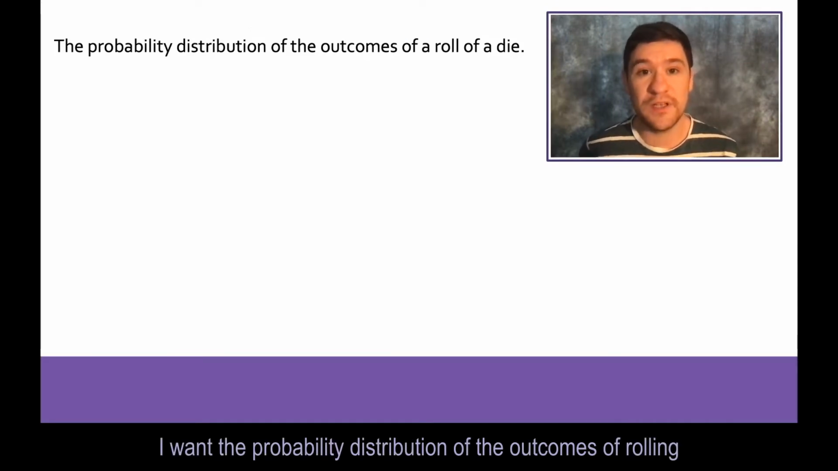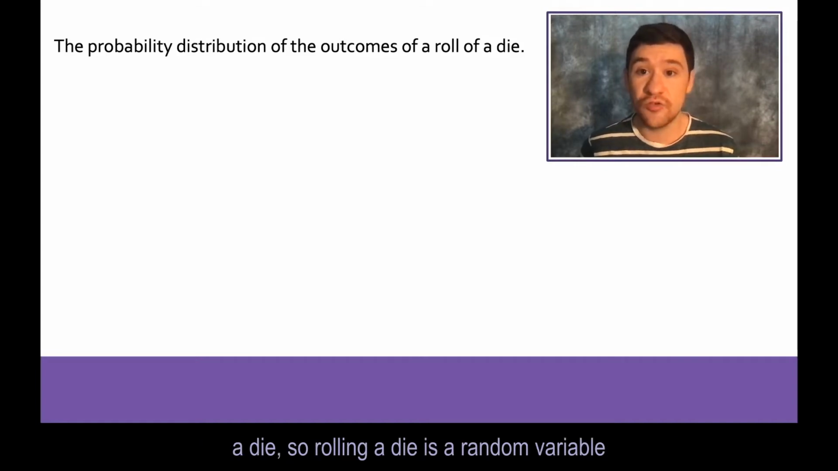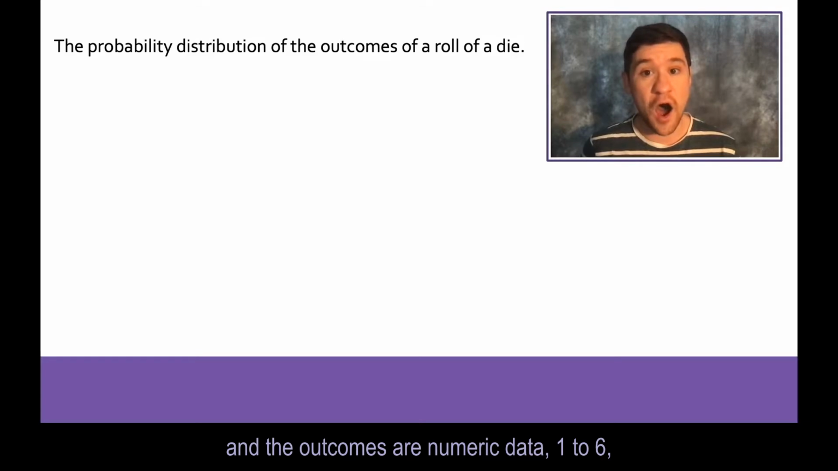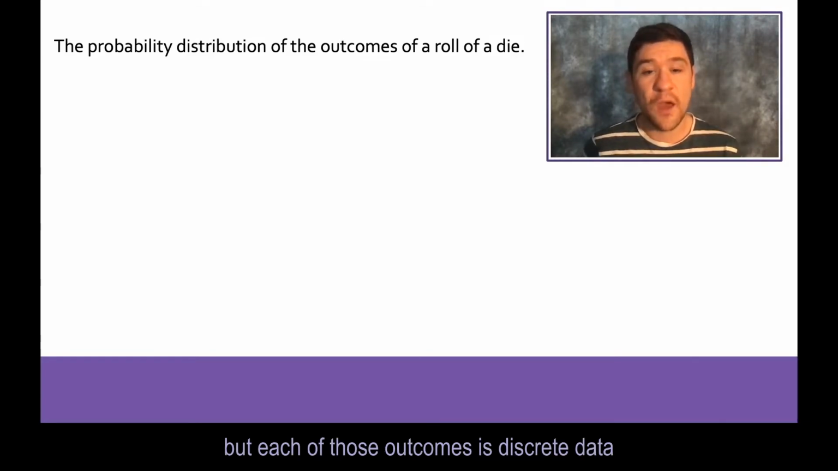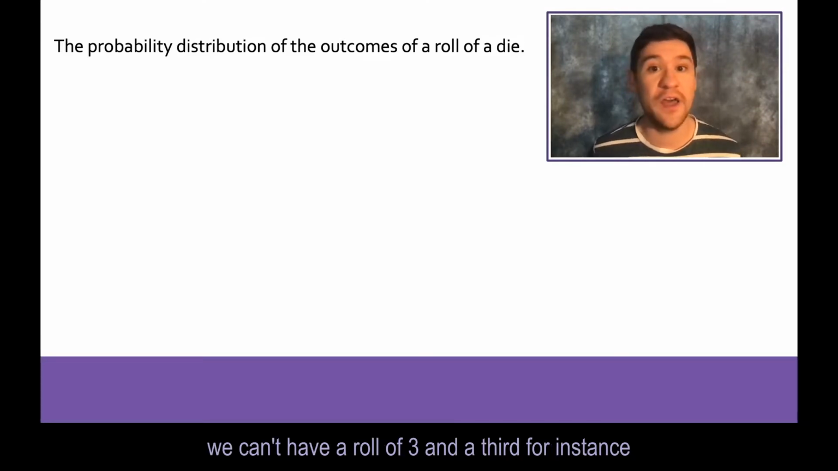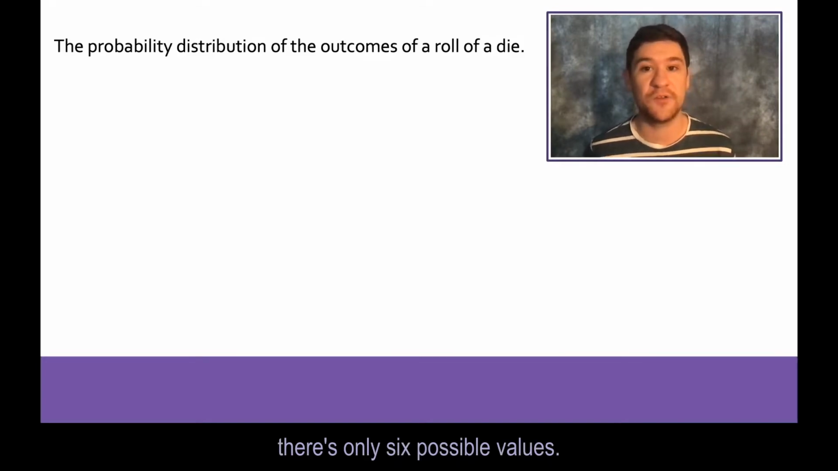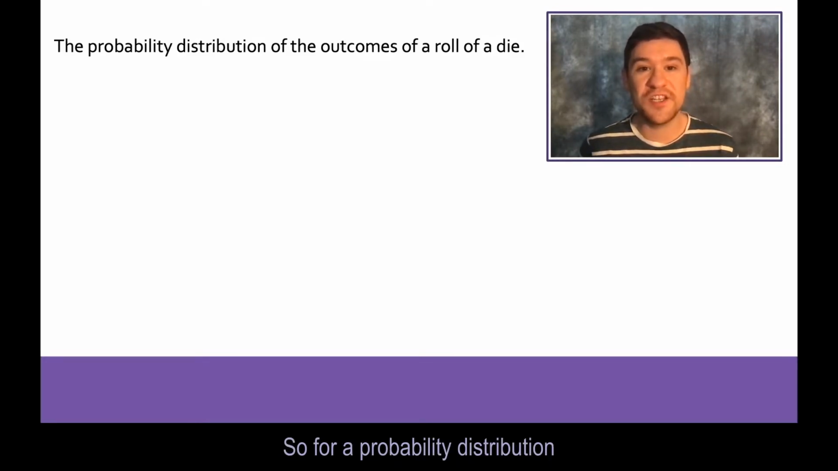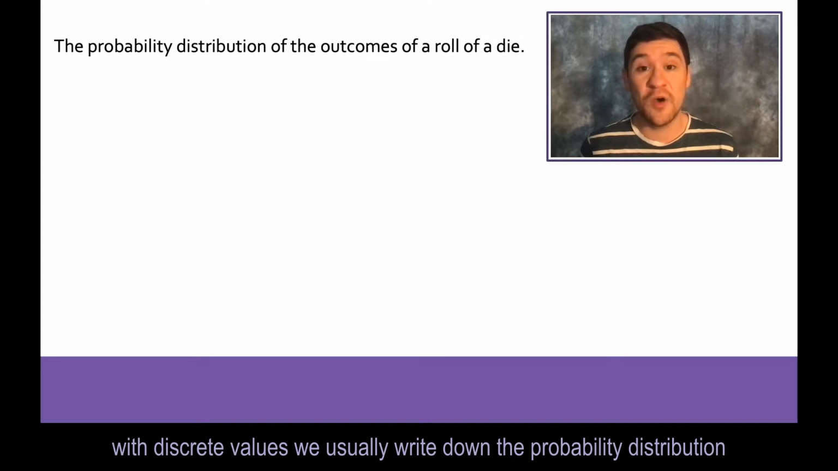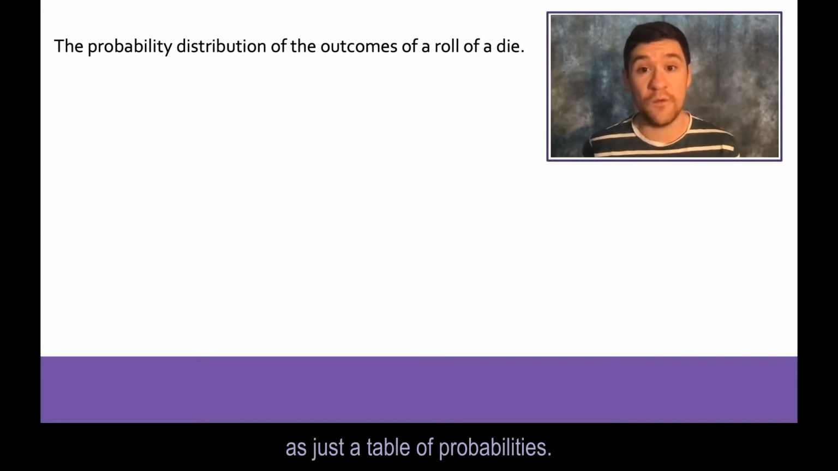I want the probability distribution of the outcomes of rolling a die. So rolling a die is a random variable and the outcomes are numeric data, 1, 2, up to 6. But each of those outcomes is discrete data. We can't have a roll of 3 1/3, for instance. There are only 6 possible values. So for a probability distribution with discrete values, we usually write down the probability distribution as just a table of probabilities.